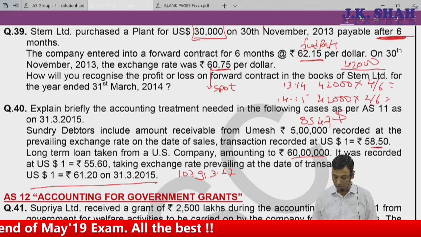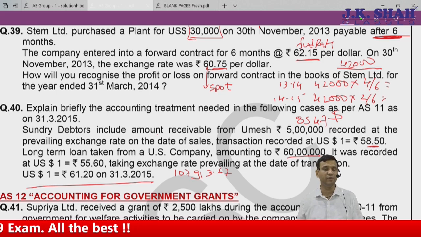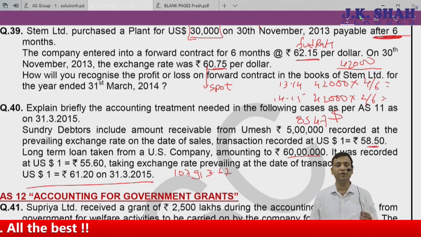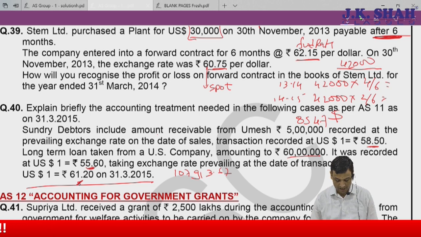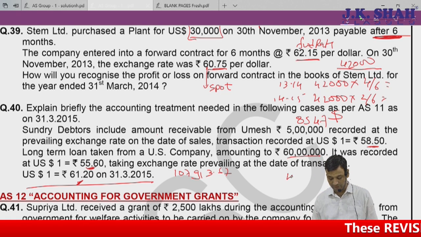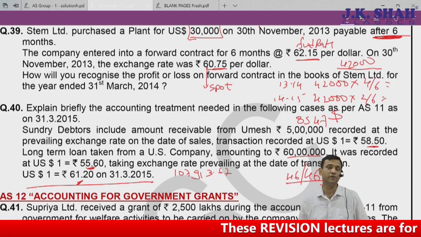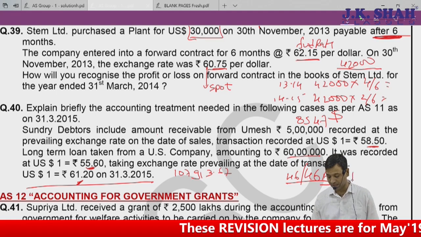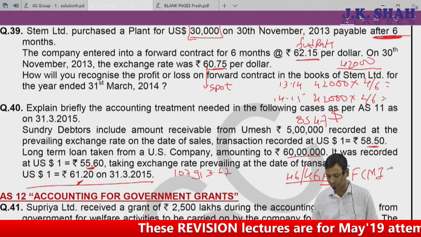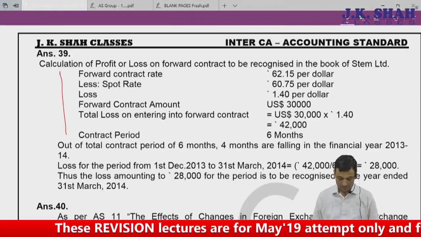But for this long-term loan, there are two options, because it completes a period of 12 months, assuming it's long-term. Either debit or credit the exchange difference, between 55.60 and 61.20, to the profit and loss account. But if I apply para 46 or 46A, then the exchange difference on this long-term loan will be transferred to the Foreign Currency Monetary Item Translation Difference Account, FCMITDA. So it's again a revision of that stuff.